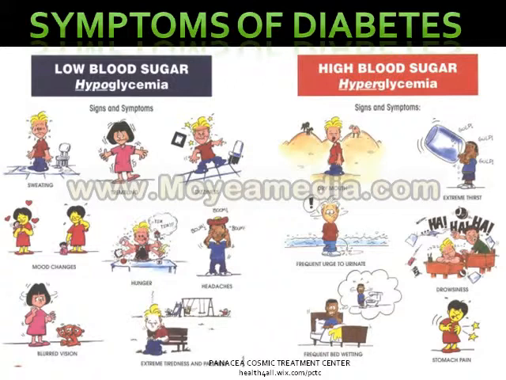The second one is hyperglycemia. It is a condition in which an excessive amount of glucose circulates in the blood plasma. The term means high blood sugar. Its symptoms are dry mouth, extreme thirst, frequent urge to urinate, drowsiness, frequent bedwetting, stomach pain.